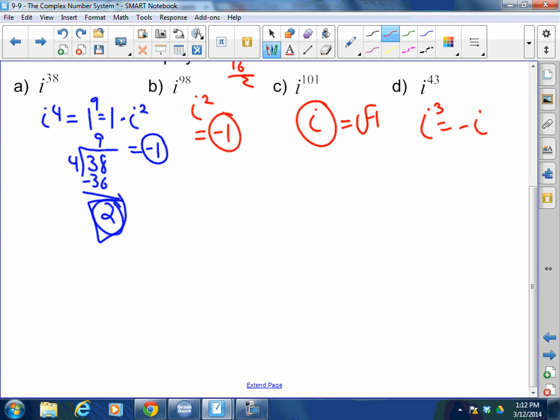It doesn't matter how large that exponent is. For example, i to the 11th. How many times does 4 go into 11 evenly? 2 times. What's left over? i cubed, which is negative i. Done.